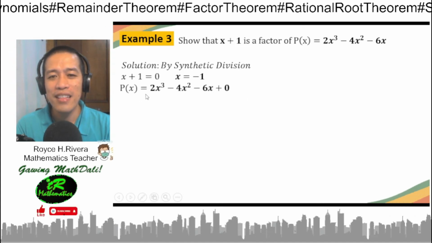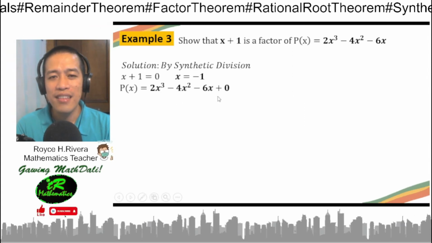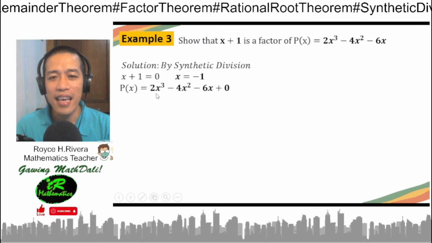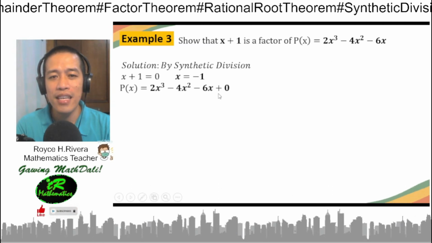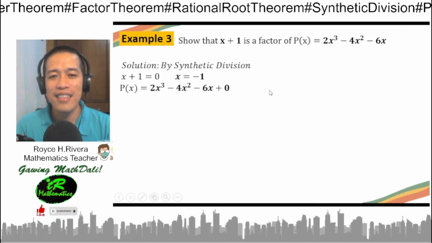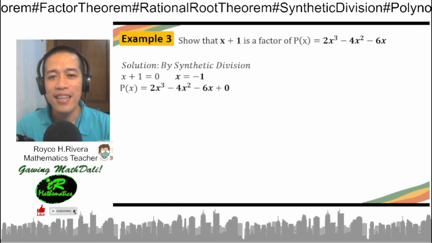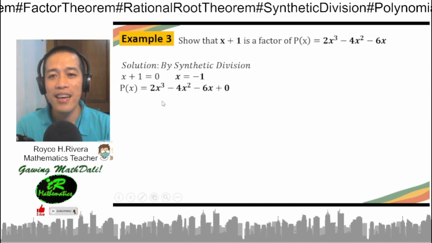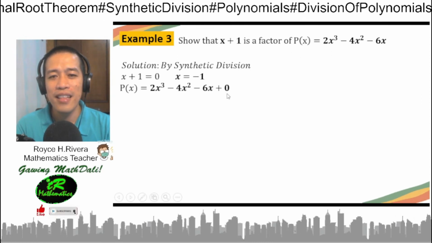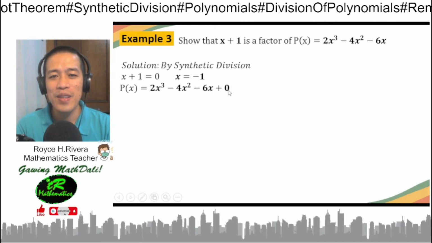we need to complete the polynomial. So we replace the missing term or terms of the polynomial by 0. In this case, the missing term of the polynomial is the constant. So we will add 0 as the constant. And we need to arrange the polynomial in descending order with respect to the exponent. So we have completed the polynomial and we have arranged the polynomial in descending order. Ito ang susunod nyong gagawin.